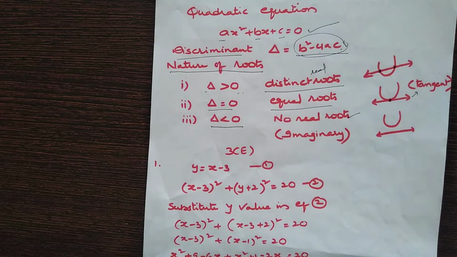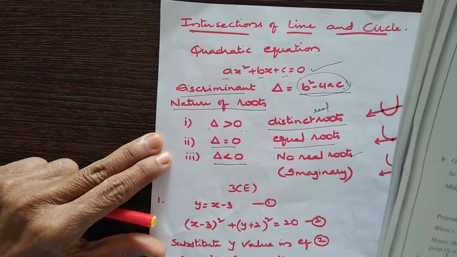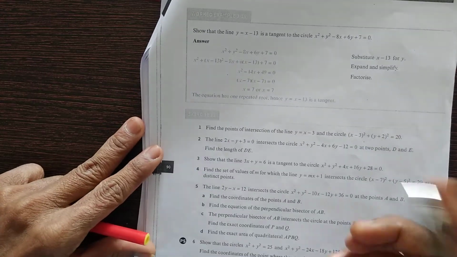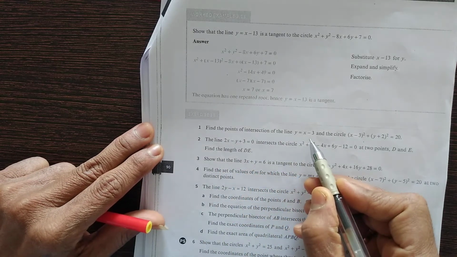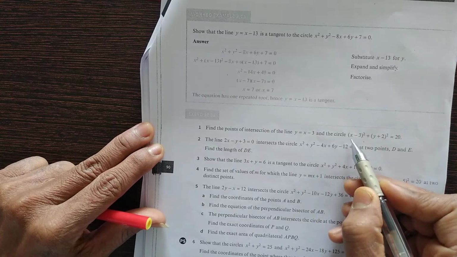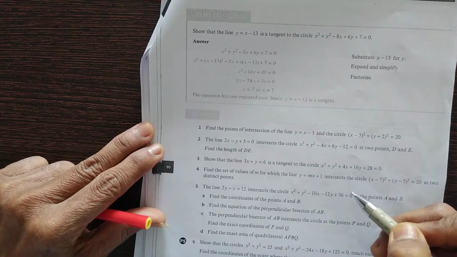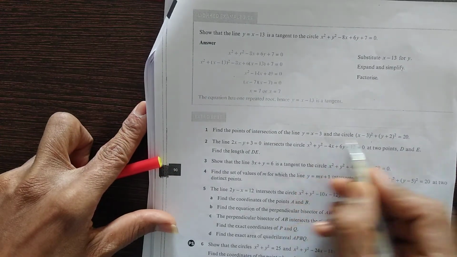three exercises, AS level, paper 1. See here, the first question. What is the first question? Find the points of intersection of the line y equals x minus 3 and the circle (x minus 3) whole squared plus (y plus 2) whole squared equals 20. They are asking us to find the points of intersection of this line and the circle.